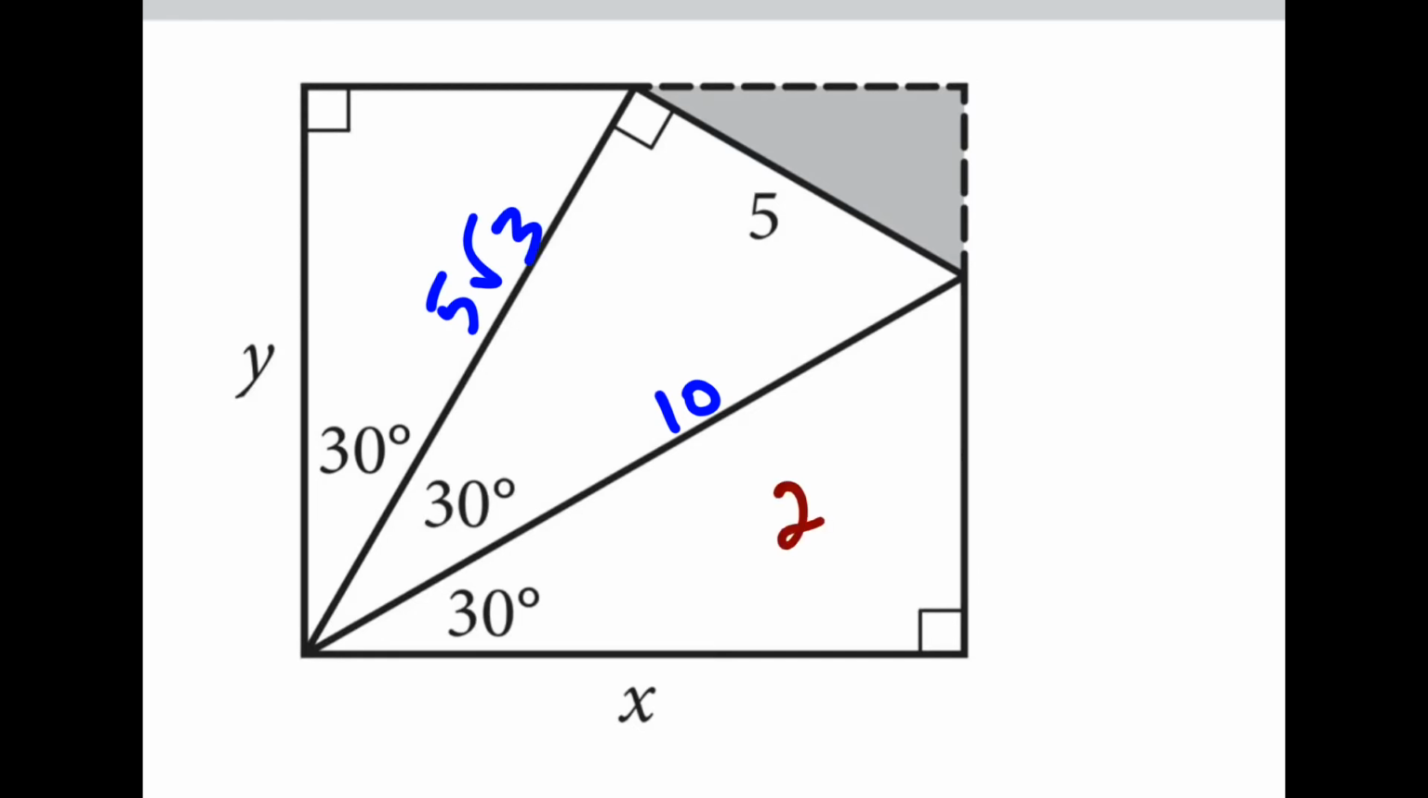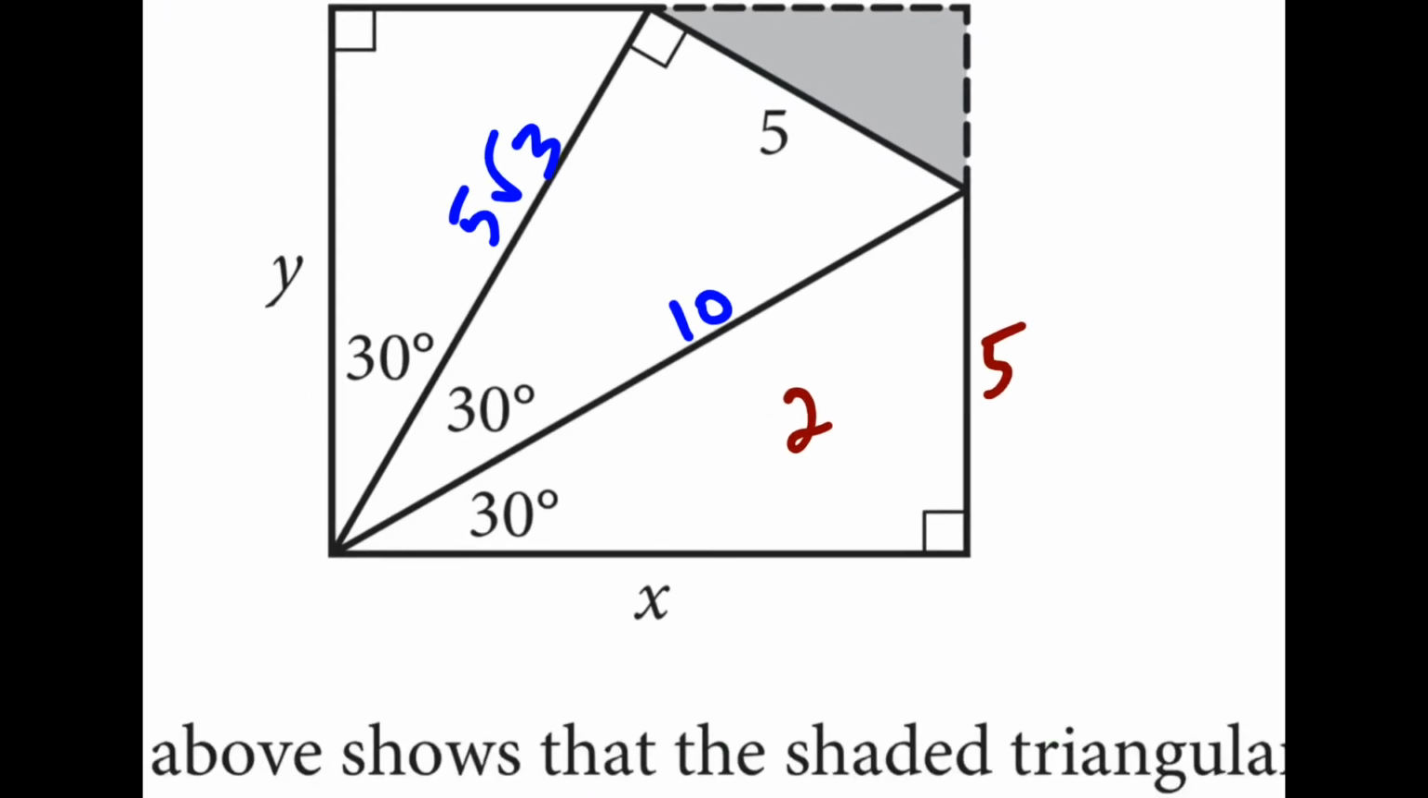Let's deal with this triangle next. We know that across from 90 is 10, so across from 30 is going to be 5. And across from the 60 will be 5 root 3.